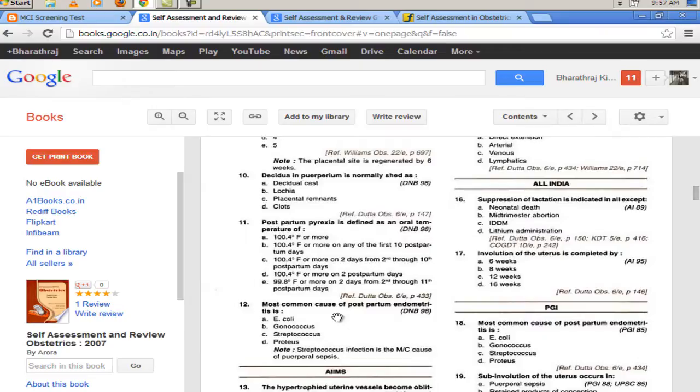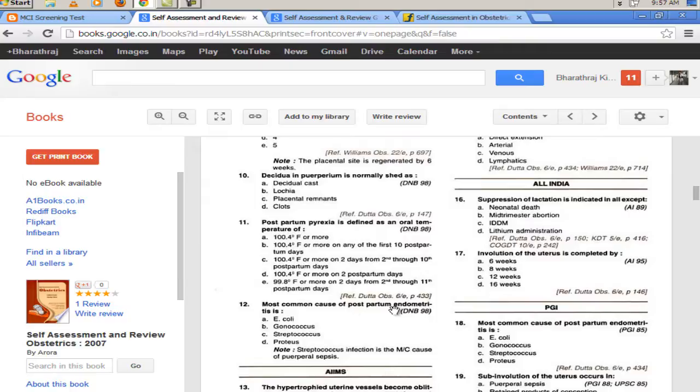And puerperal pyrexia may be due to any number of causes, but the term puerperal sepsis is different. Puerperal pyrexia may be due to a chest infection, it may be due to a pyelonephritis, it may be due to urinary tract infection, it may be due to puerperal sepsis, it may be due to mastitis, it has various causes. Whereas puerperal sepsis is a term reserved for infection of the genital tract following delivery. Now let's go to the next question.